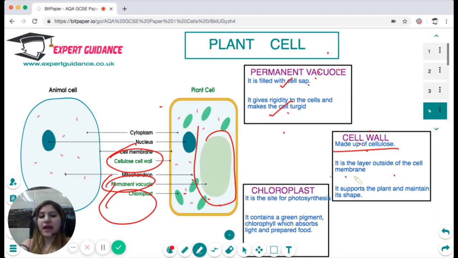It is a layer outside the cell membrane, and it supports the plant and maintains its shape. The chloroplast is the site of photosynthesis because it contains a green pigment called chlorophyll, which absorbs sunlight and converts the light energy into chemical energy, making food.